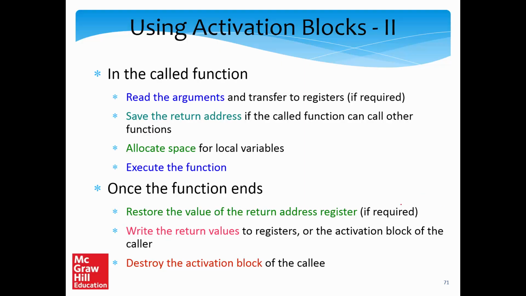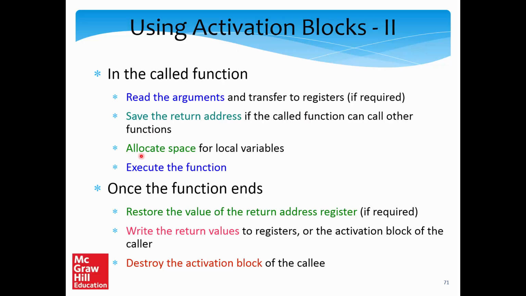Inside the called function, which is the callee, we first read the arguments and transfer them to registers if required. We save the return address if the called function can call other functions. We allocate space for local variables, and then we execute the function.